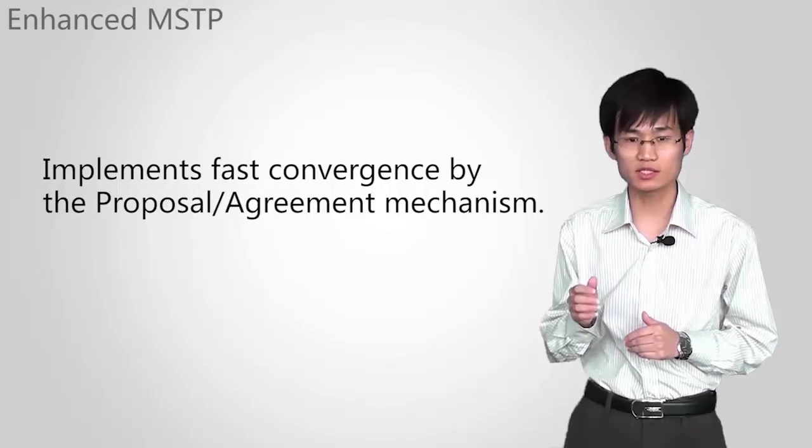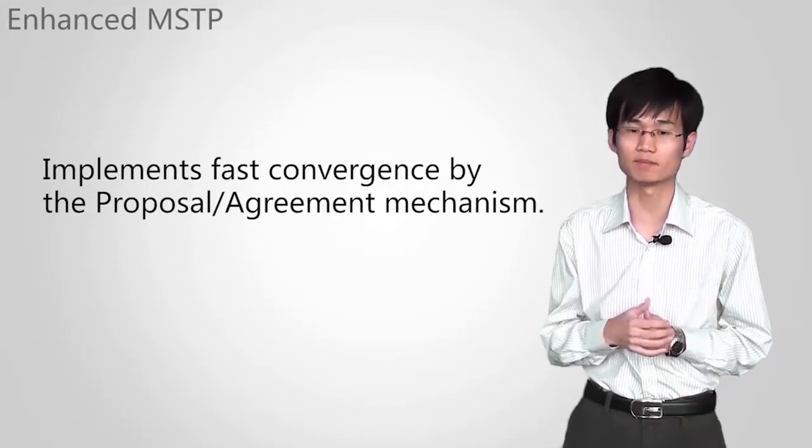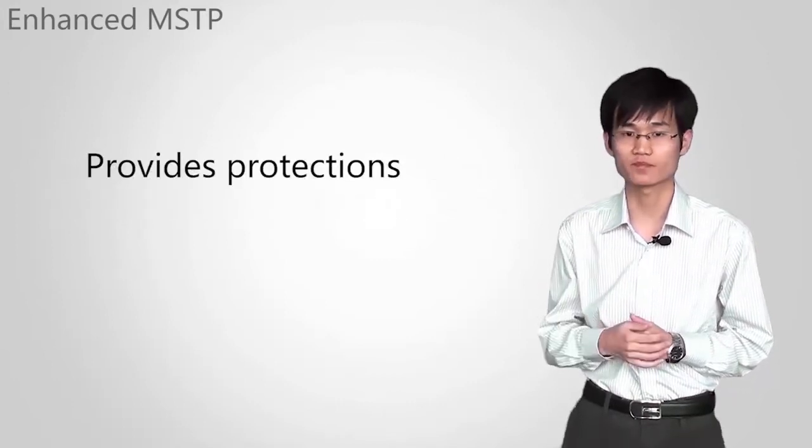MSTP also supports the following functions. First, implements fast convergence by the proposal agreement mechanism. Second, provides protections. MSTP enables the switch to forward packets from different VLANs on the same network based on different spanning trees. This implements load balancing and backup of data from different VLANs.